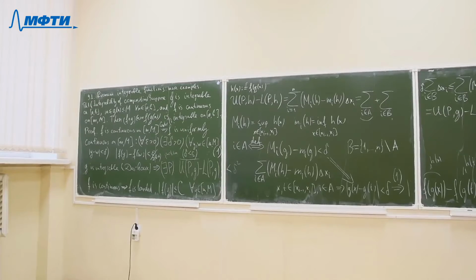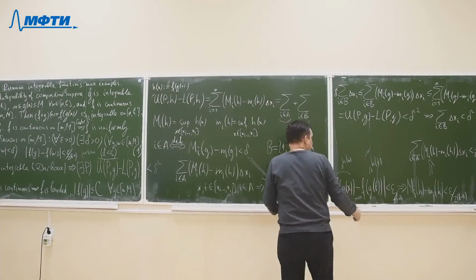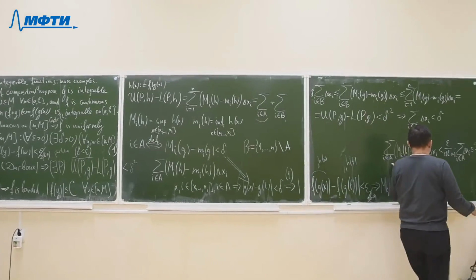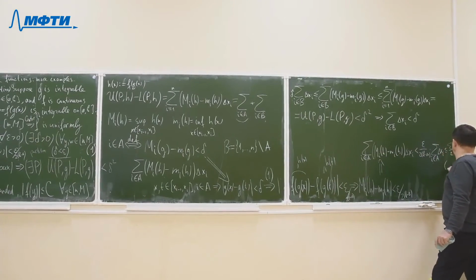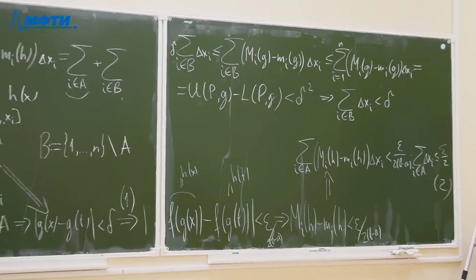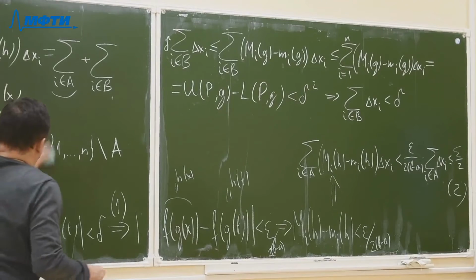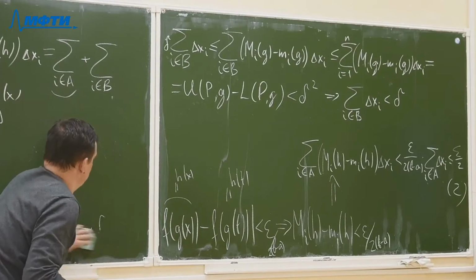Then look, what remains. So the sum for i in A is estimated, let it be inequality 2. Now I'll estimate the sum for i in capital B.